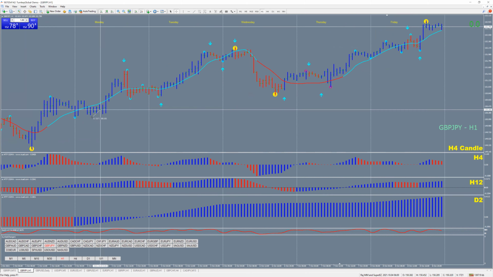It's a 28 pip stop loss on a 4-hour chart, with the potential of 160 pips. That's 1 to 5 or 1 to 4, 1 to 4.5, something like that. Is this making sense?